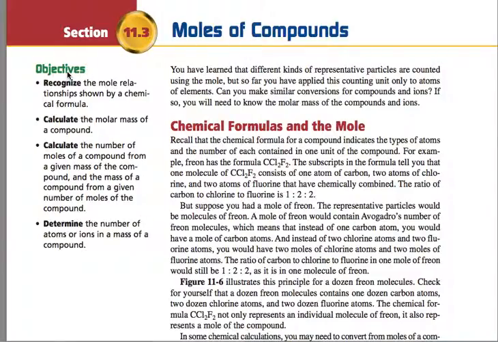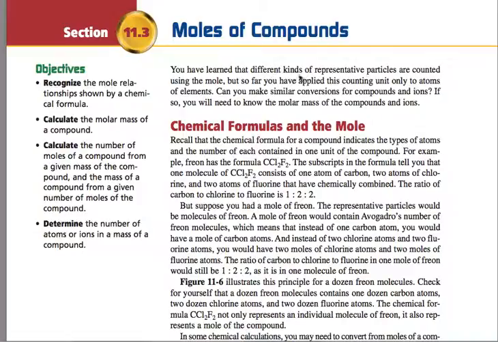The objectives of this section are to recognize the mole relationship shown by a chemical formula, to calculate the molar mass of a compound, to calculate the number of moles of a compound from a given mass of the compound, and to calculate the mass of a compound from the given number of moles of a compound. To determine the number of atoms or ions in a mass of a compound. Okay, so it looks like a lot more math for us in this section.